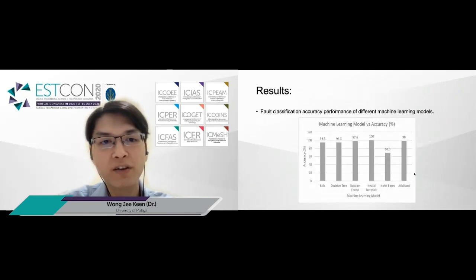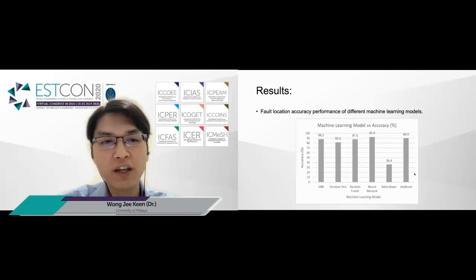So this is the fault classification accuracy performance using different machine learning models. We have tested k-nearest neighbor, decision trees, random forest, neural network, naive Bayes, and also AdaBoost. From here, the neural network has the best classification accuracy.